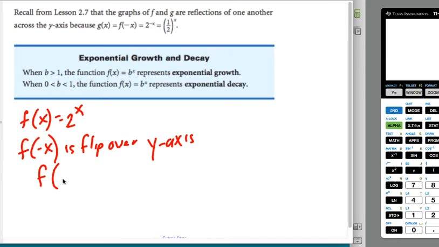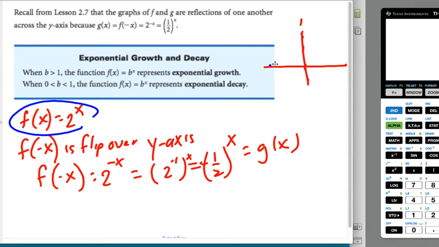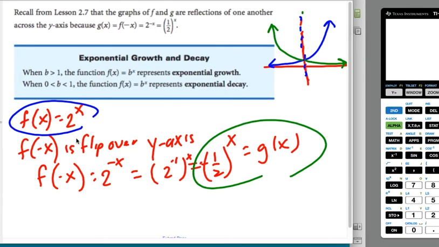Well, f of negative x would be 2 to the negative x, which is essentially 2 to the negative 1 to the x, or 1/2 to the x, which is definitely what our g of x was, right? So it makes sense that when you look at these two graphs, here's my y-axis, f of x looked like this, and g of x looked like I flipped this thing over this axis, which would be this. Oh, hey, there's my g of x, right? So it's actually not an accident that that's true. It's just a different way to write it.